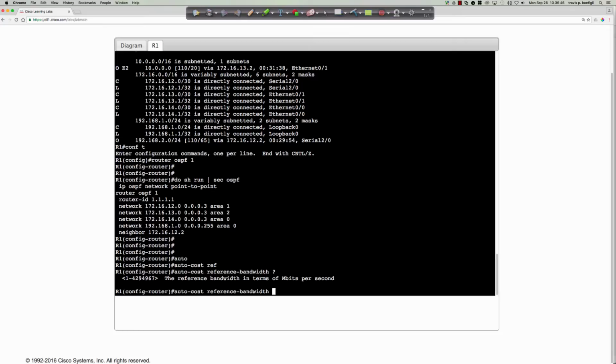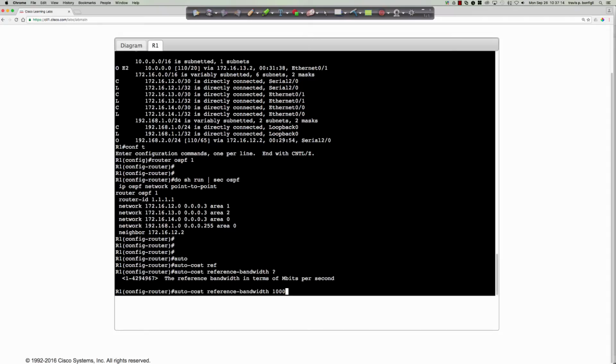The reason it's in terms of megabits per second is because we would be looking to increase the reference bandwidth for links that have speeds faster than 100 megabits per second. So there's the 100 meg, that would be a gig, that would be 10 gig, 100 gig, a terabit per second, right? So let's back ourselves up here. So we'd say 100 meg, that is what the default setting is right now.